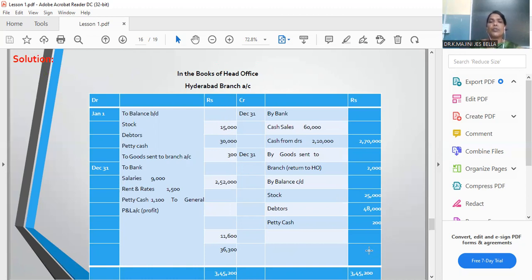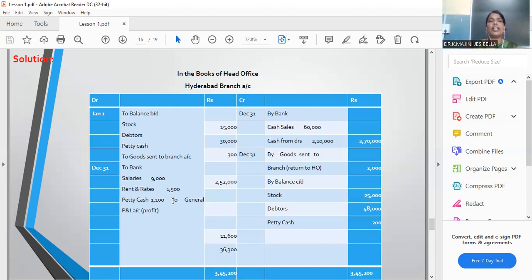3,45,200. Just roughly total it with the debit side. After totaling the debit side items, you subtract from this 3,45,200, and you will get 36,300. That is the general profit and loss account. That is the profit of the particular branch.